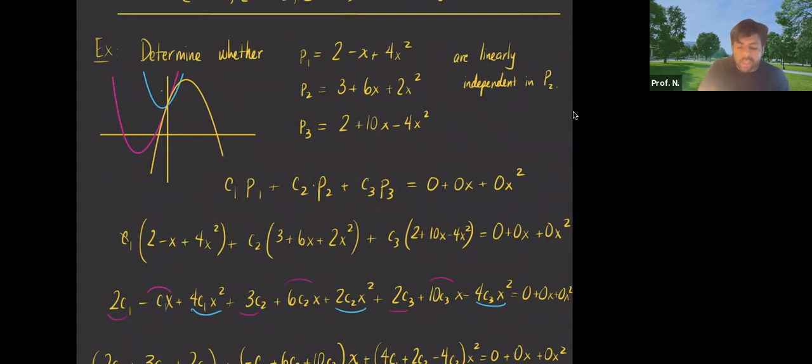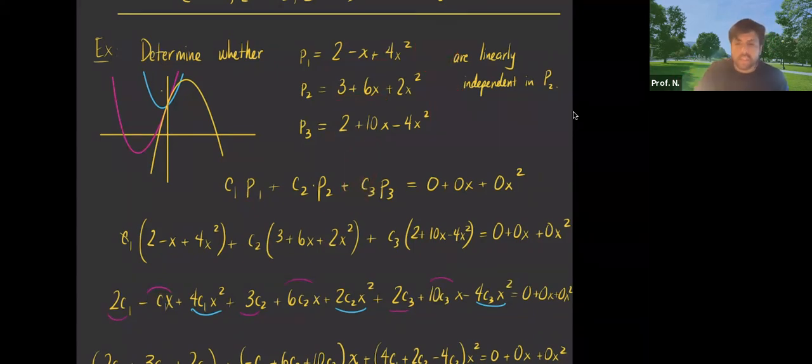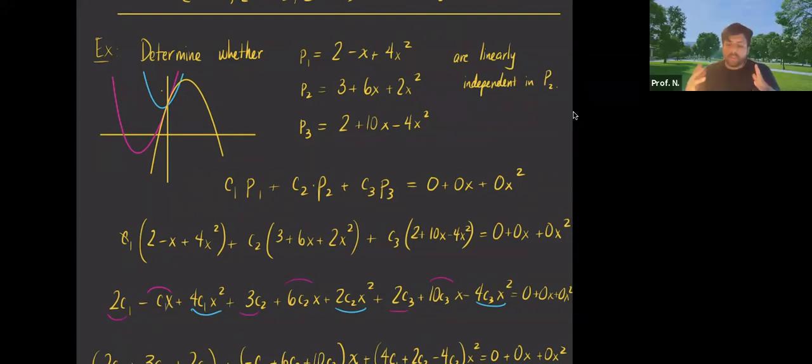But if you're looking at this in the world of R3, then what you're saying is the coefficients of these polynomials. So 2, -1, 4, that's one vector. 3, 6, 2, that's another vector. And 2, 10, -4, that's another vector. These three vectors, if you were to plot them in the R3 space, they would only intersect at the origin. So there's a relationship, a similarity between P2 and R3, but at the same time, they're a bit different when you just look at them individually.